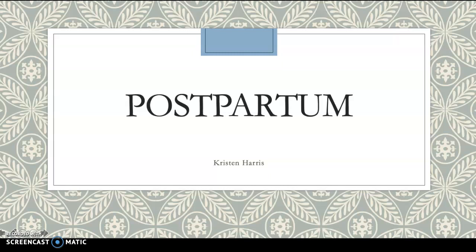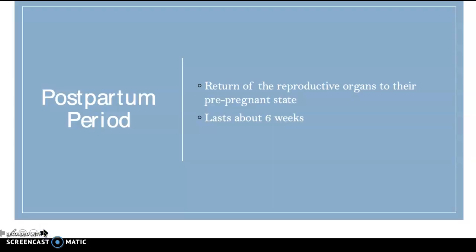Okay, this begins the postpartum lecture, and we're going to talk about the different assessments and the different teaching that you do in postpartum for this PowerPoint. So the postpartum period is the return to the sort of pre-pregnancy state, and the reproductive organs will go through different changes, and it lasts about 6 weeks.